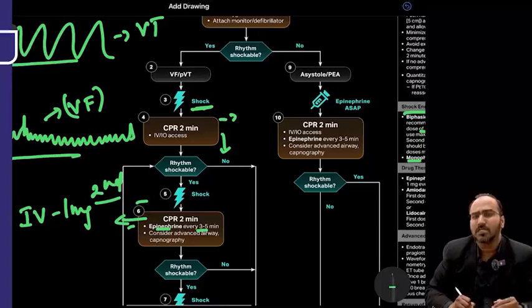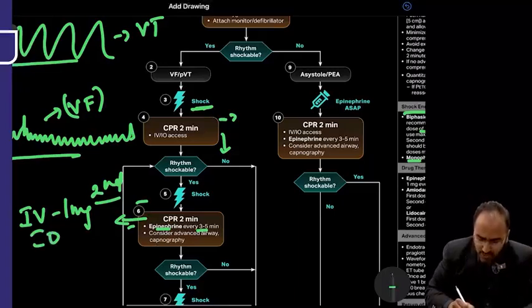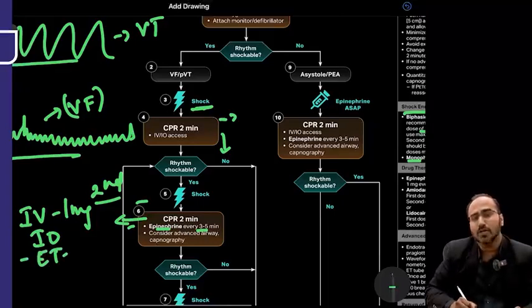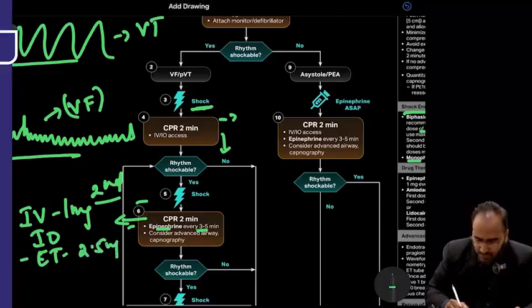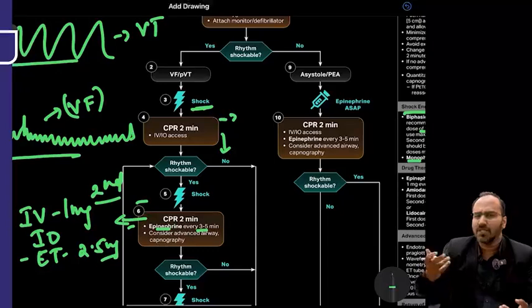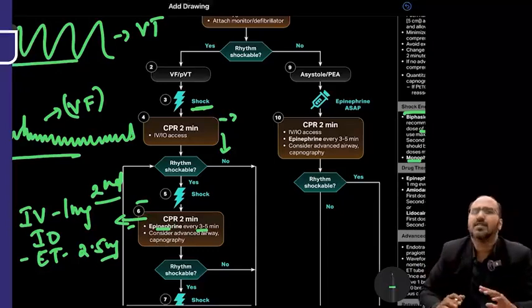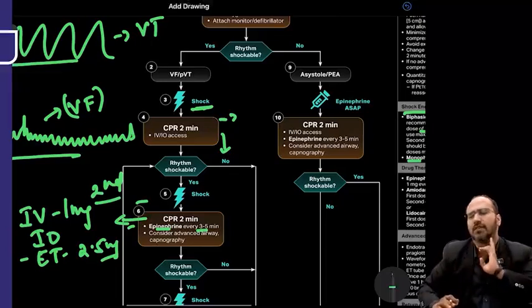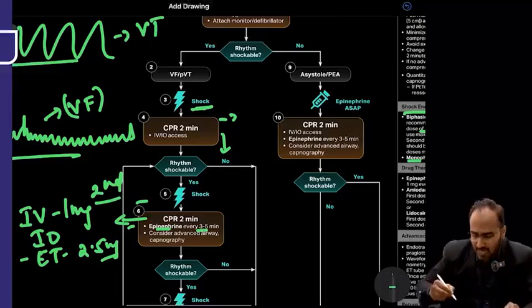If IV is not possible, you go for the IO route, intraosseous. If IO is also not possible, you go for the endotracheal route. But if you are going for endotracheal administration of epinephrine, then you have to give 2.5 milligrams. Anyways, you are giving epinephrine. Now after giving epinephrine and compressions, again stop for 2 minutes, check for the pulse and again for the rhythm. And here also the rhythm is showing shockable.